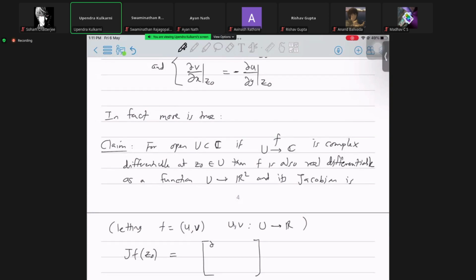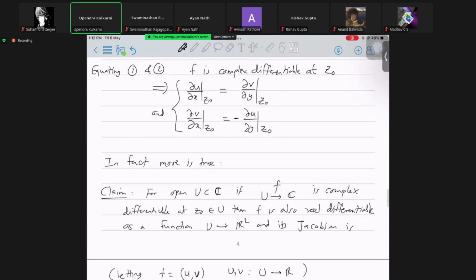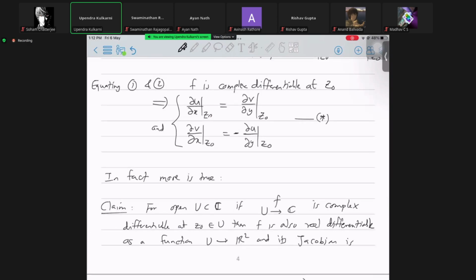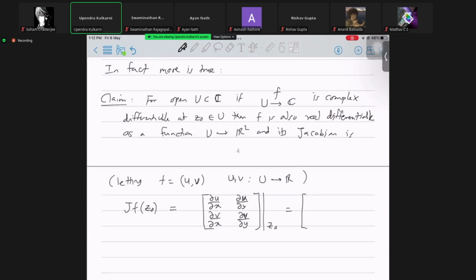So del u by del x; all of this is at z naught. So what is the Jacobian? Del u by del x, del v by del x, and del u by del y, del v by del y, correct? All of this at z naught. But in fact, we know exactly what this is, right? I can write everything in terms of partials of u, or everything in terms of partials of v.